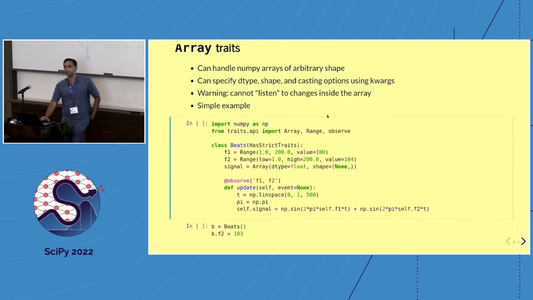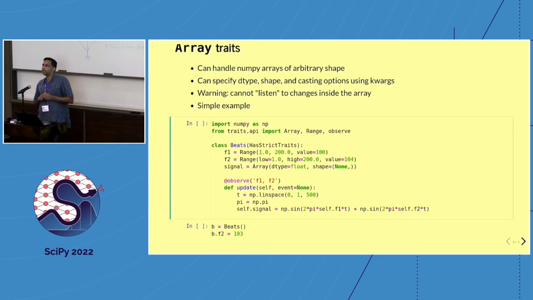So the next one is the array trait. So now we're getting to more sciencey things like ranges and arrays. So this can handle arrays. So if you want to declare something as a NumPy array, you can use the array trait. It allows you to specify a dtype. It also allows you to specify a shape. If you don't specify those, it's unconstrained. You can do whatever. But if you specify those, it will require that you have NumPy arrays of this.